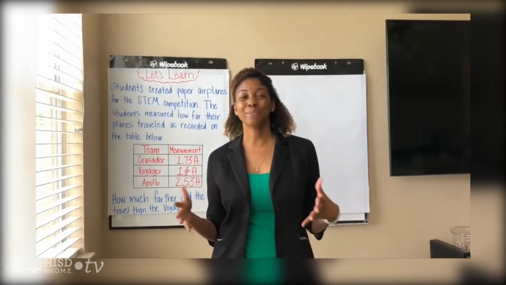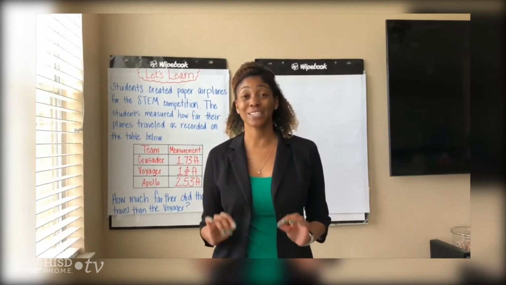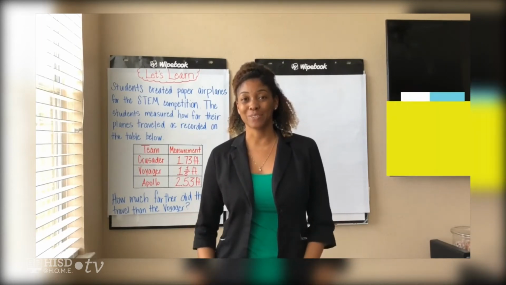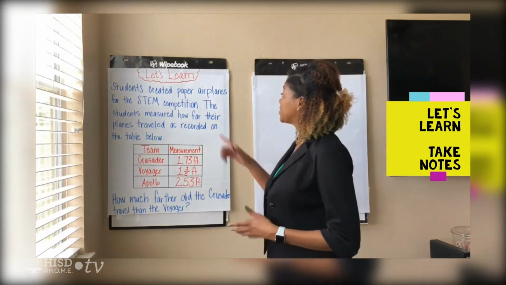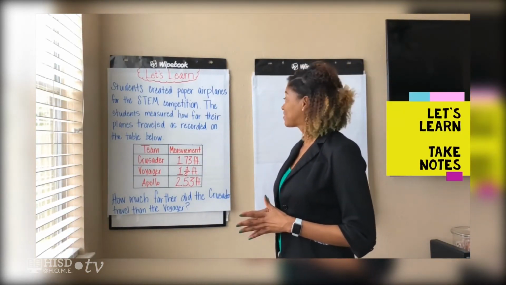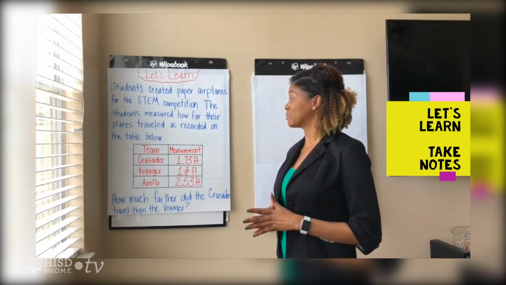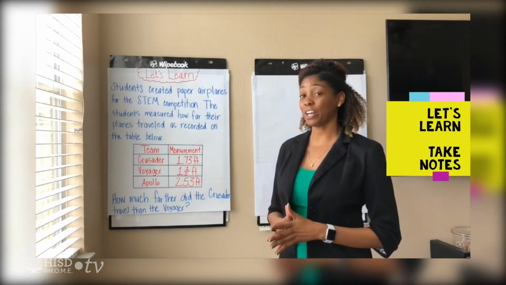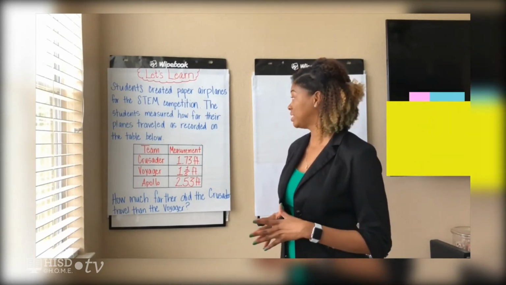Now that we just completed a quick review on solving problems with positive rational numbers, let's go ahead and dive into another math story. So let's look at the one behind me. Students created paper airplanes for the STEM competition. The students measured how far their planes traveled as recorded on the table below. How much farther did the Crusader travel than the Voyager?